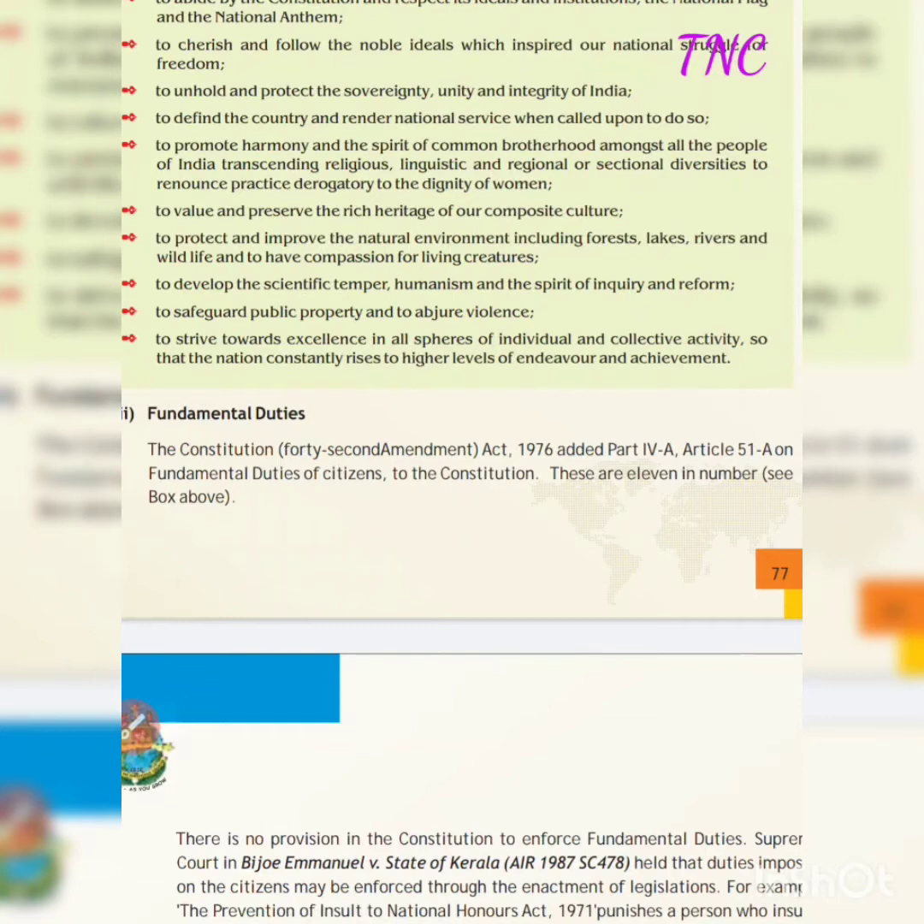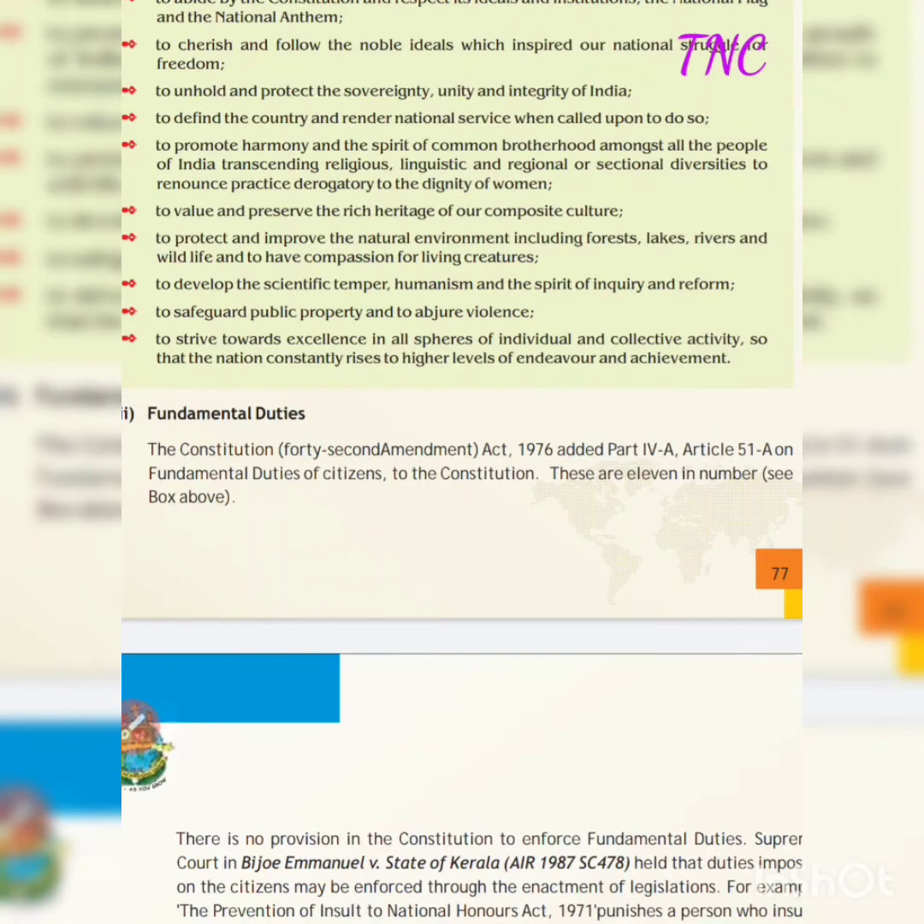To promote harmony and spirit of common brotherhood, bhaichara, to protect and to promote harmony, peace, law and order situation in the nation, in the society, amongst all people of India. हम सब भारतवासी भाई बहन हैं, ये प्रेयर में बोला जाता है, प्लेज में बोला जाता है. That is the spirit of brotherhood, that is to maintain the spirit of brotherhood. Linguistic, religious or sectional diversities, to renounce practice derogatory to dignity of women. वो चीज़ें छोड़ देना that will be derogatory or that will damage the dignity of women. To protect the religious, linguistic, regional or sectional diversity of the society, as India is a country of diversities, varieties.